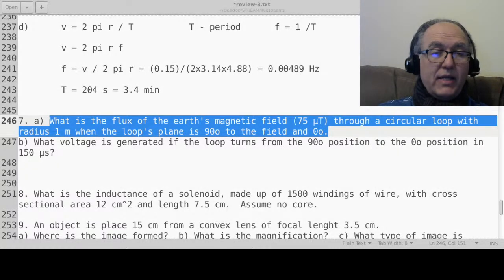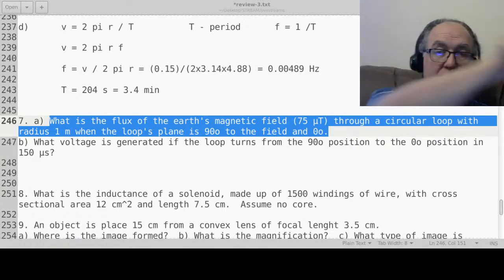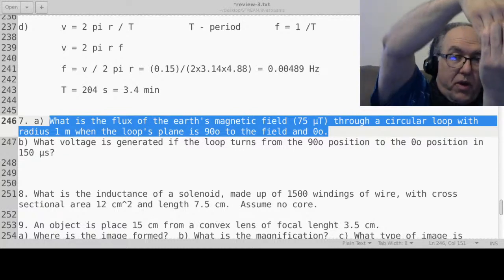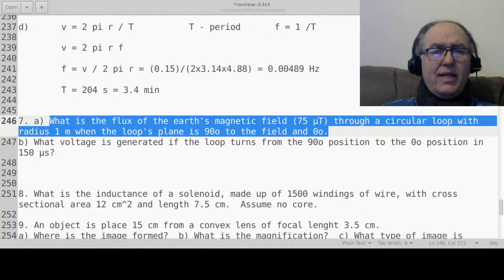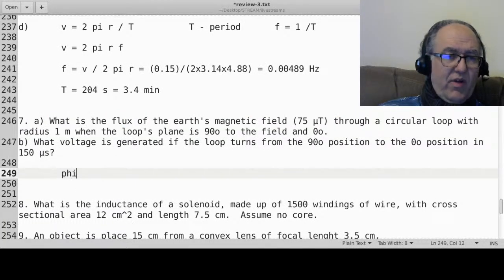So part A says, what is the flux of the Earth's magnetic field through a circular loop with a radius of 1 meter? Assume that the loop is at 90 degrees. So say the magnetic field lines are running parallel to the ground, and you've got this big loop here, like a 1 meter radius loop of wire, and you're asking how much flux is contained inside that loop of wire.